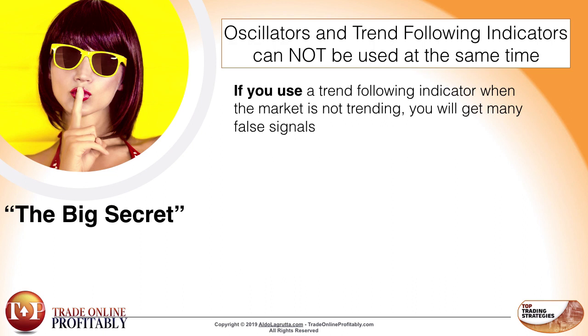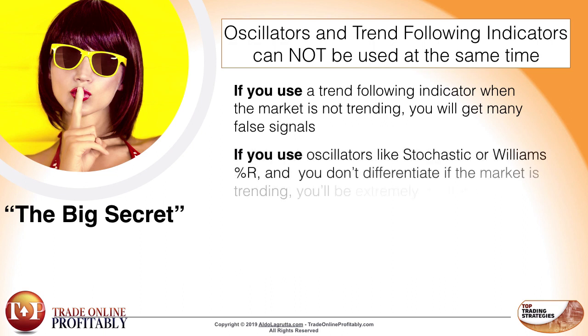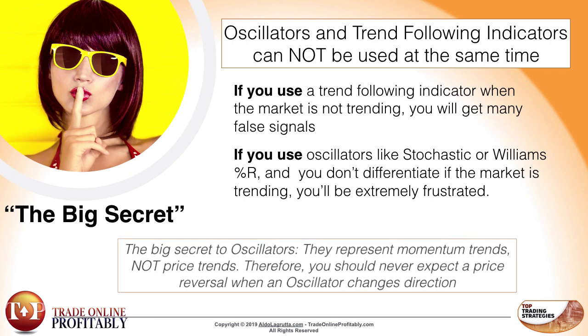Conversely, if like many traders you are fond of using one or two of the most popular oscillators like stochastic or Williams percentage R, and you don't differentiate if the market is trending, you'll be extremely frustrated. You'll be wondering, why is it that this oscillator works so well every time I check it, but just when I decide to take its signal, it doesn't work anymore? We hear that type of complaint on a regular basis. So why is that? Because of this big secret to oscillators.